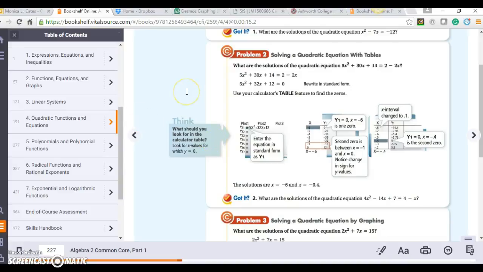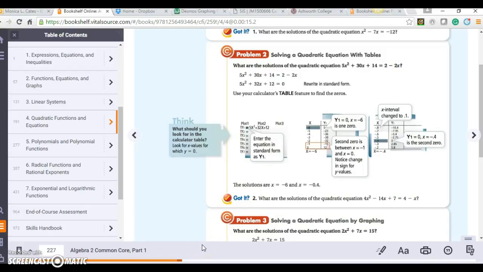Hello, we're looking at problem 2 from lesson 4-5. It says, problem 2, solving a quadratic equation with tables. What are the solutions of the quadratic equation 5x squared plus 3x plus 14 equals 2 minus 2x?